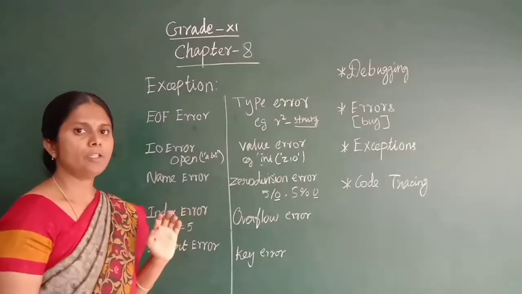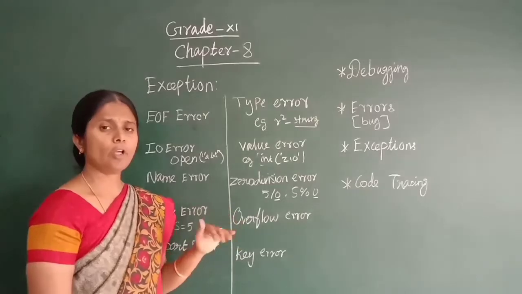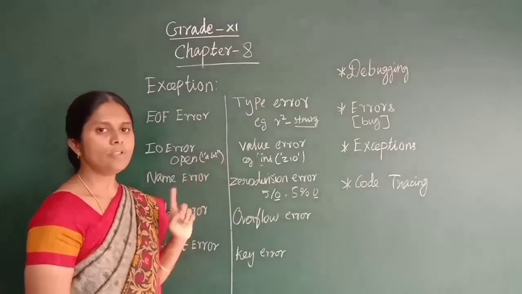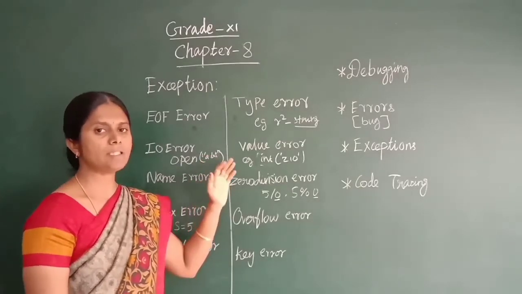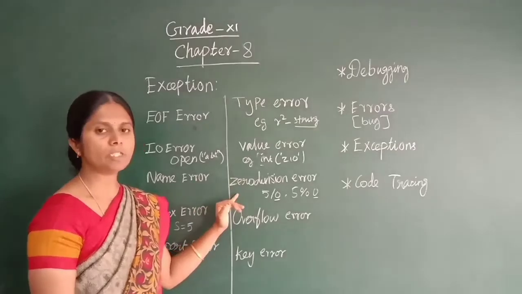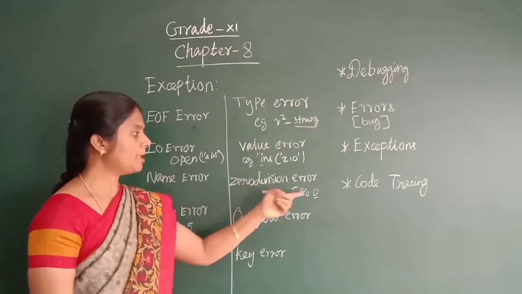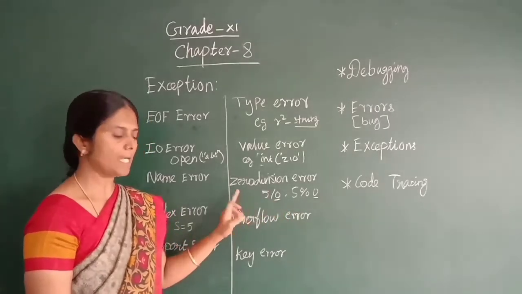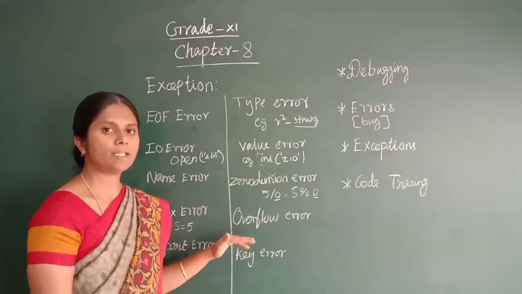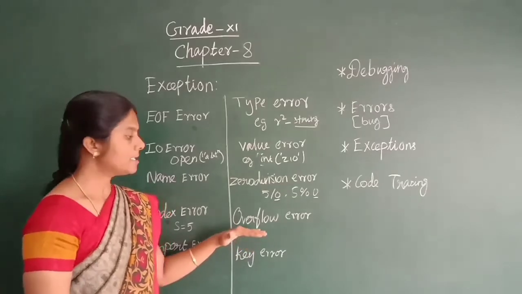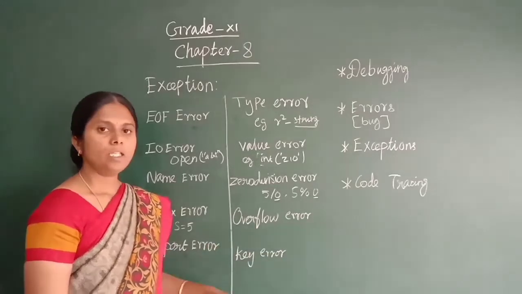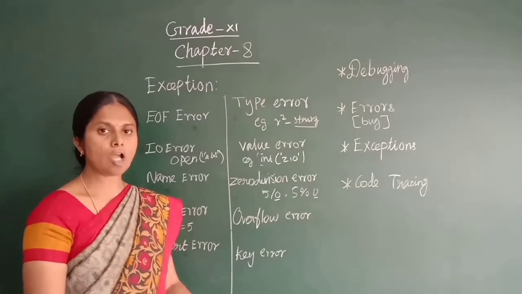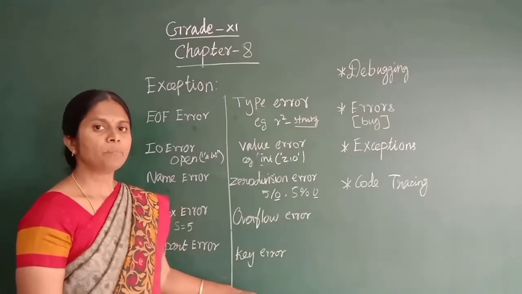Type error: if you give a value of an inappropriate type, it will raise type error. If the value is not in the proper type, it displays the value error. Zero division error will occur when, in the division or modulus operator, the second argument is a zero value. Overflow error occurs when the result of arithmetic operations is too large. Key error: if you have created a dictionary and you are searching for a key in that dictionary that does not exist, it will display key error.